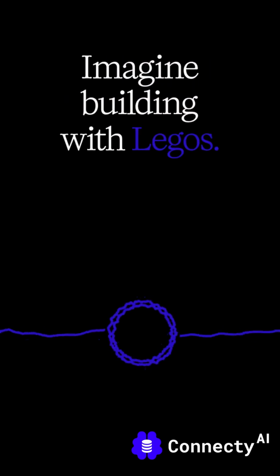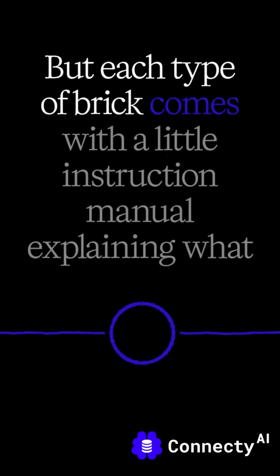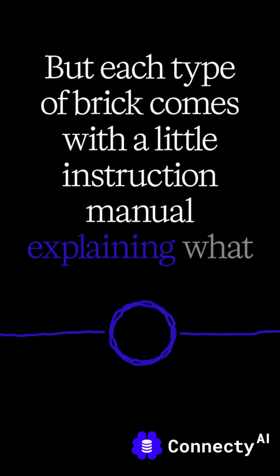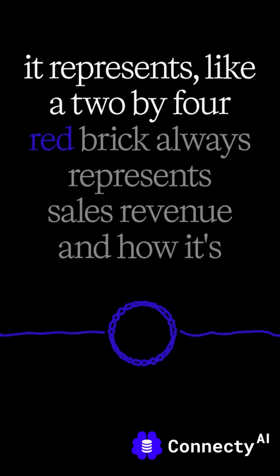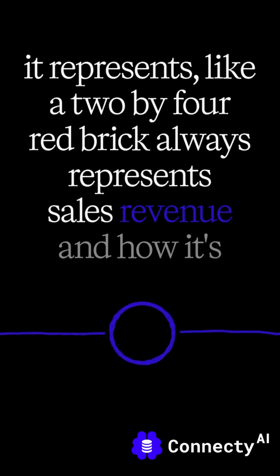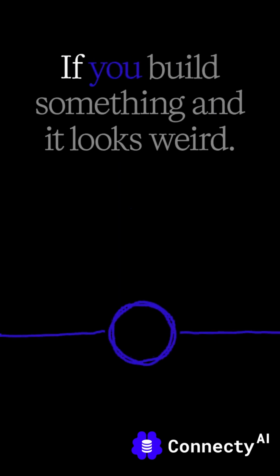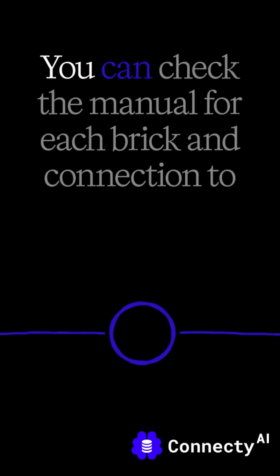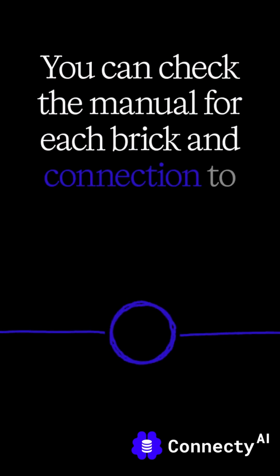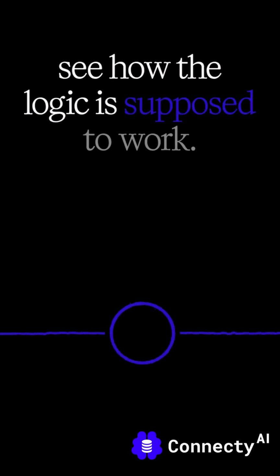Imagine building with Legos, but each type of brick comes with a little instruction manual explaining what it represents, like a 2x4 red brick always represents sales revenue, and how it's designed to connect with other specific bricks, like customer data bricks. Semantic layer knowledge is like having that manual. If you build something and it looks weird, you can check the manual for each brick and connection to see how the logic is supposed to work.